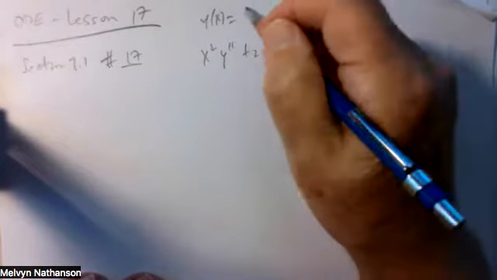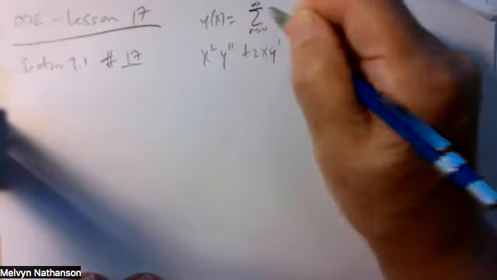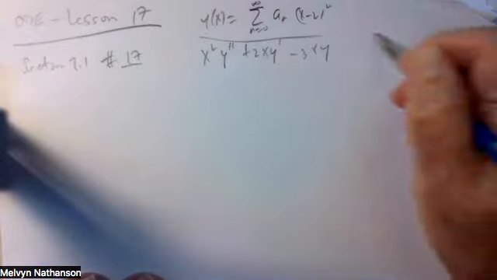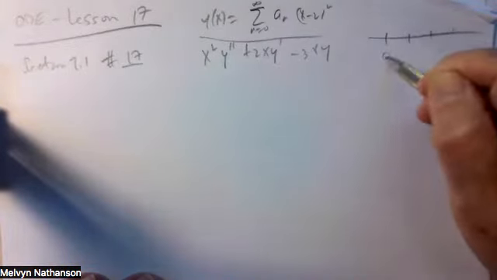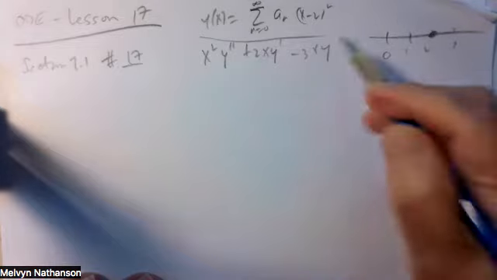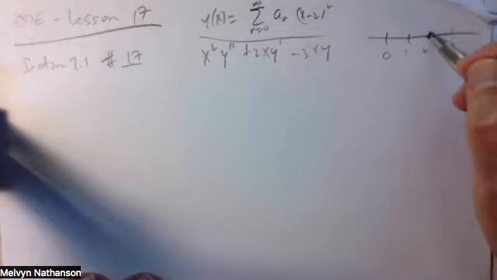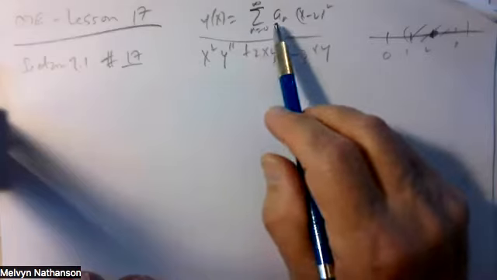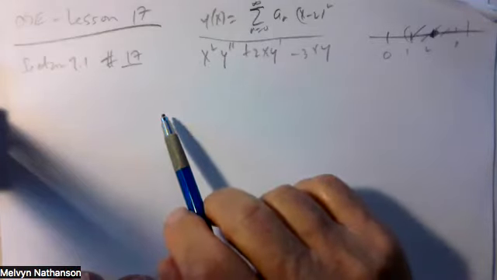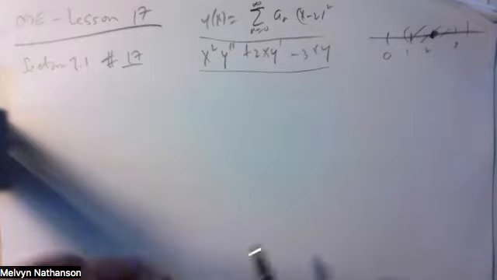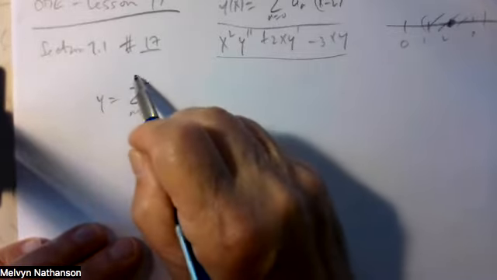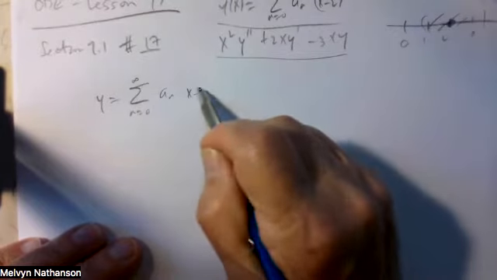Y is a function of x. It's a power series, n goes from 0 to infinity, a sub n, x minus 2 to the n. So on the number line, here's the number 2, and we're looking at a power series which is centered at the point 2. So this power series is going to converge on some interval around 2. But in any case, given this power series, we want to express this expression as a power series, right? So let's see. So y is the summation, n goes from 0 to infinity, a sub n, x minus 2 to the n.